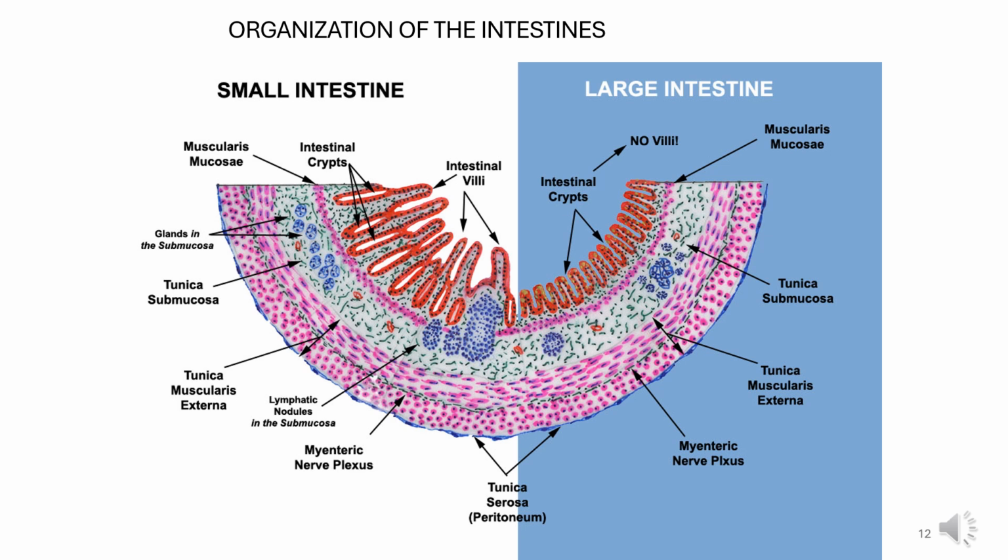To sum up the small intestine, here is an organizational illustration of the intestines. In the small intestine, you have villi, and in the large intestine, you actually don't have villi, but you have similar epithelium. You're going to find that you have your 4 layers. You have your intestinal crypts in both of them, so crypts of Lieberkühn, and you're going to find that you have lymphatic nodules present. Now the Paneth cells are going to be in the small bowel, but not in the large bowel.